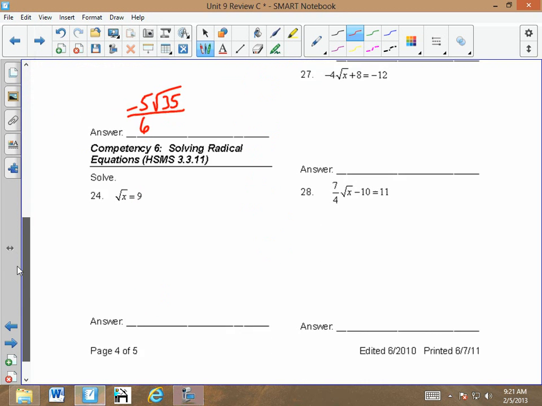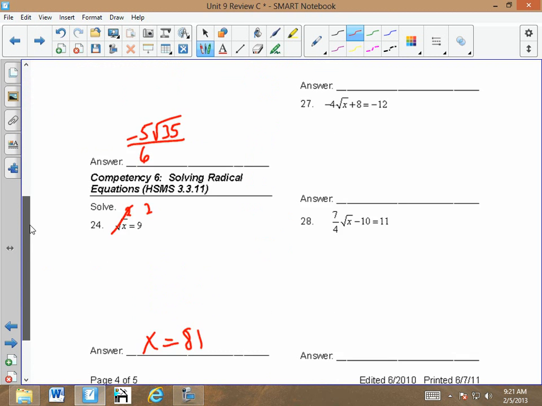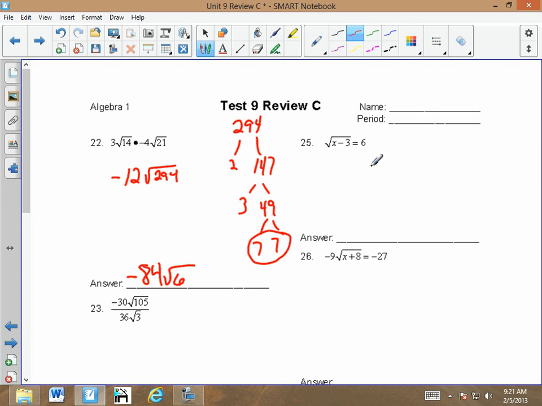Okay, now we're going to solve radicals. I get rid of a square root. Once the square root is alone, I square both sides. X equals 81. My square root is alone because the negative 3 is inside the square root. You guys keep screwing this up. Nothing outside my square root, so I square both sides. X minus 3 equals 36. I add 3. X equals 39.